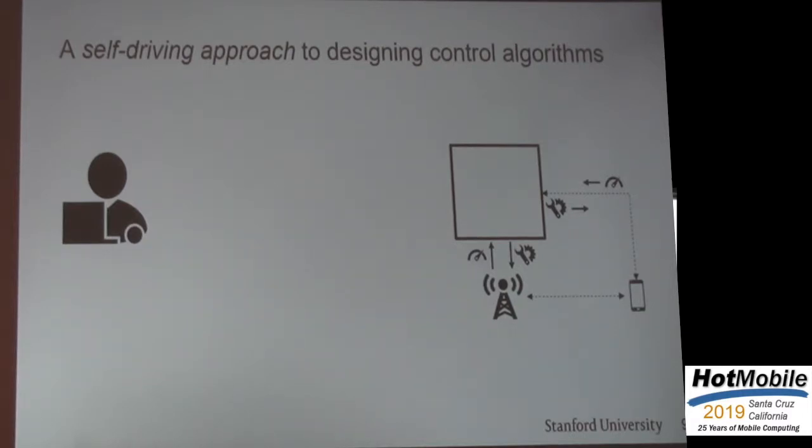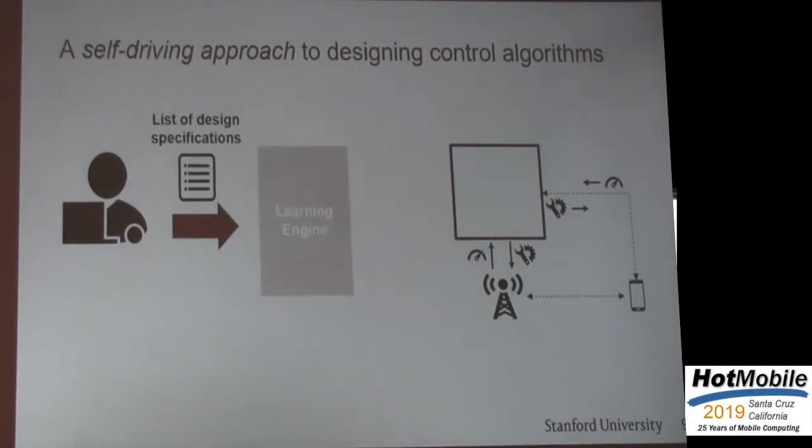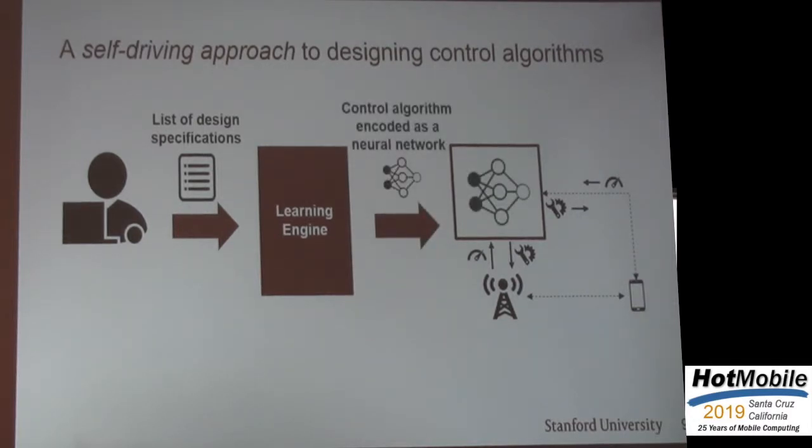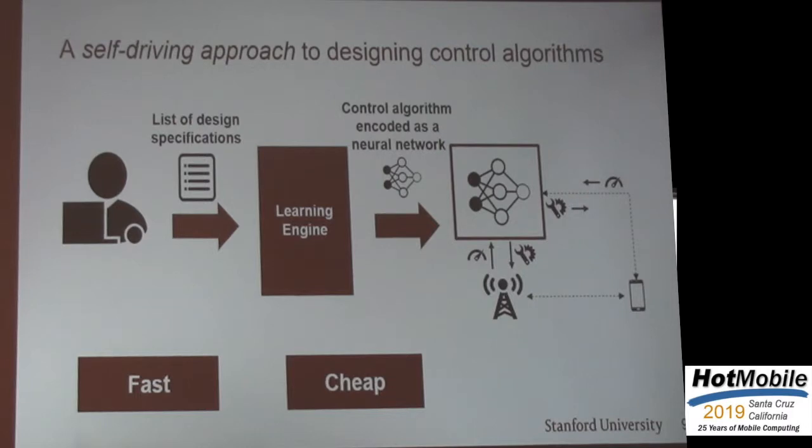control algorithms, where the human radio designer just enumerates a list of high-level design specifications, and then AI takes care of the rest. The design specifications go into a learning engine powered by state-of-the-art AI techniques, which then come up with a neural network-based control algorithm, which is finally deployed in field. This approach is fast and cheap, and hence this can be easily extended to all 5G scenarios. We'll also soon show that this approach is near optimal too.